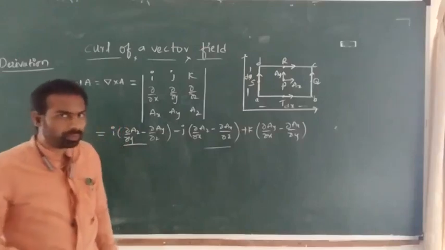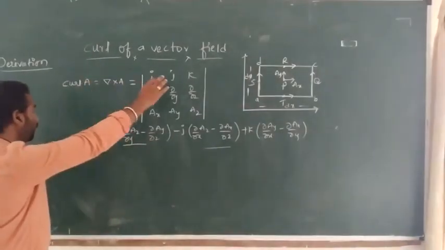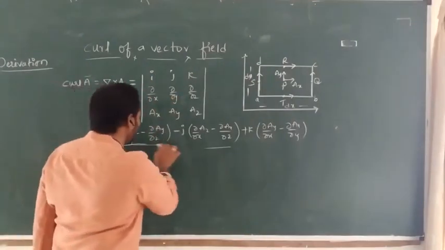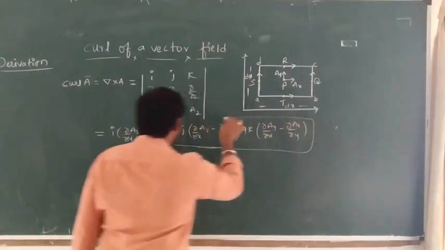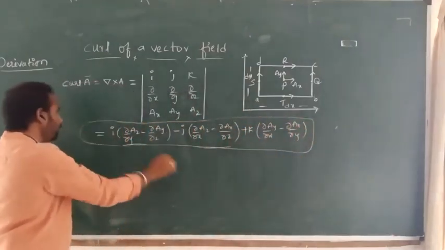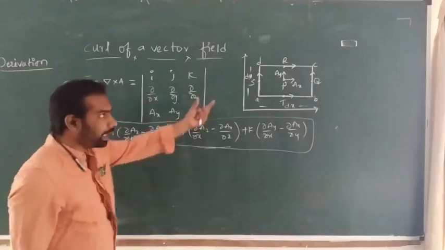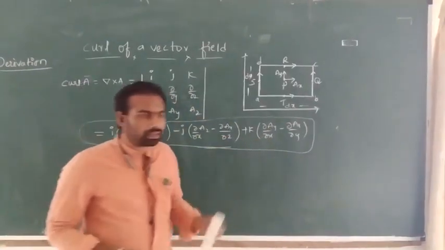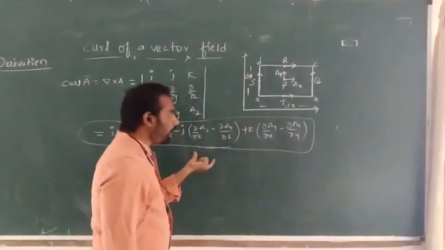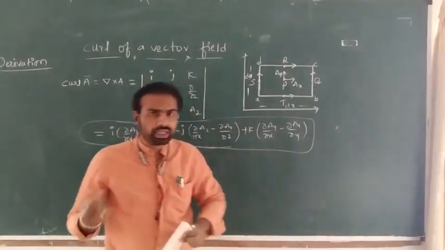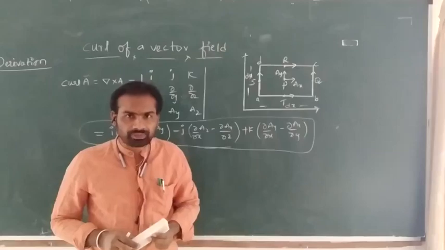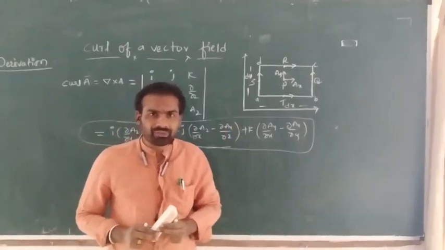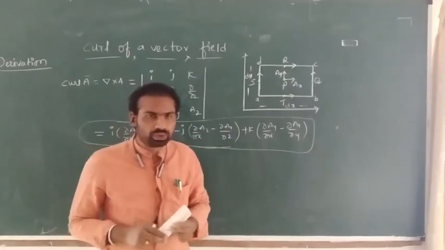Today we are going to prove this formula for the curl of a vector field A bar. We are going to prove it by taking the help of this diagram. Already in the last class we explained one diagram. In the case of divergence of a vector field we already proved it, so in the same manner we are going to prove the curl of a vector, that is del cross A, is equal to this much.